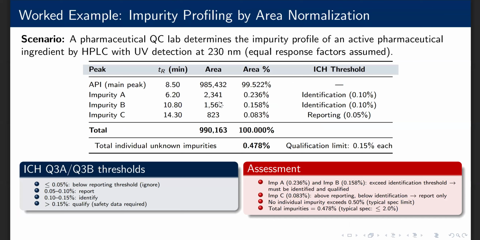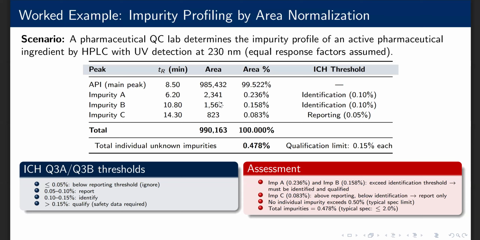Each peak's area is divided by the total area of all peaks. This assumes equal response factors at the detection wavelength, which is a reasonable approximation for structurally related impurities at the same wavelength. The results table shows the API at 99.52% with 3 impurities.